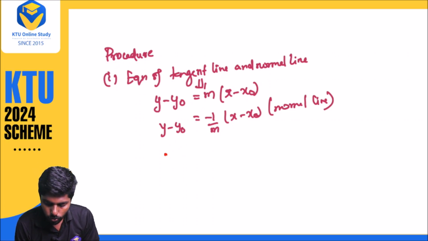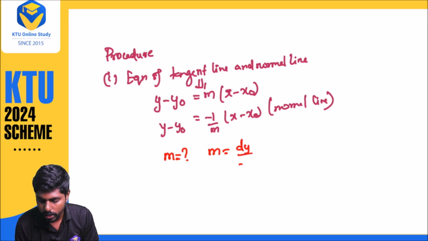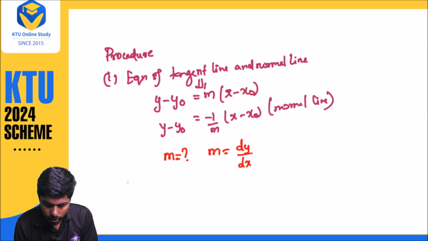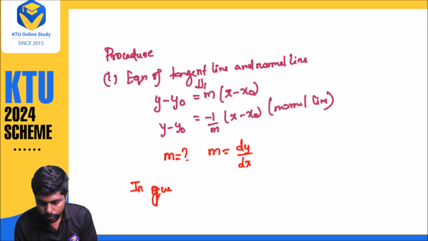Second thing is you want to identify m. What is m? m is equal to dy by dx. This is the thing you want to identify. This is very easy. Then in the question they will be giving x is equal to some value, at a point.